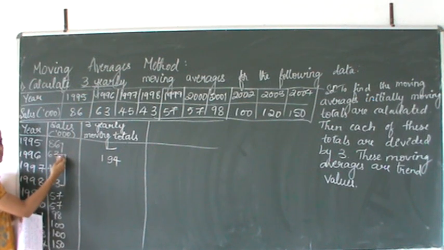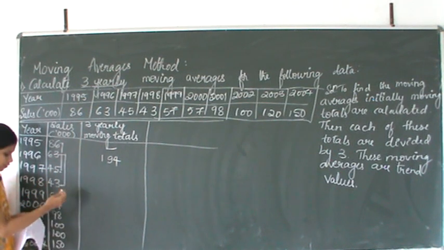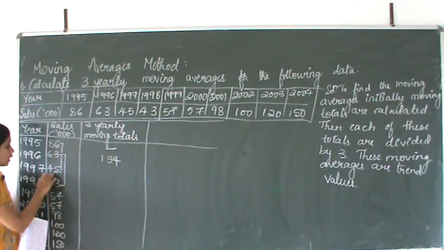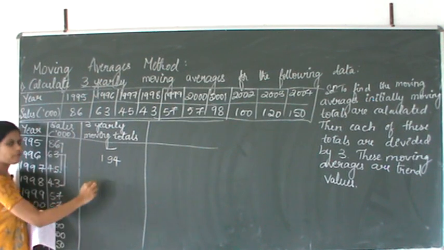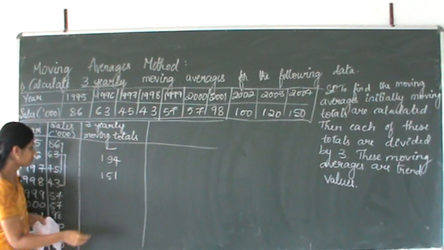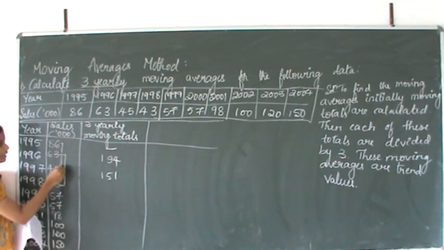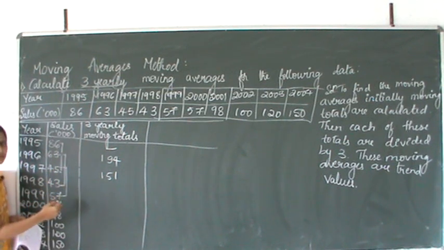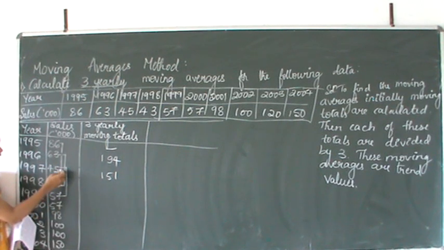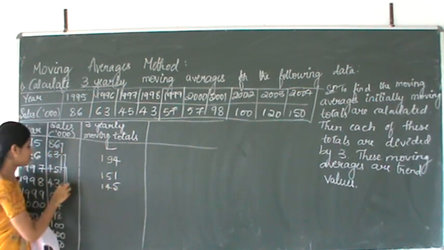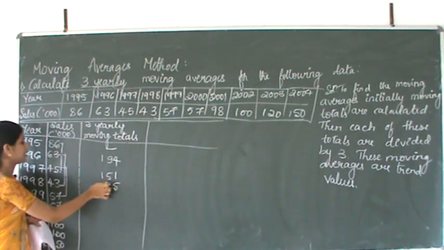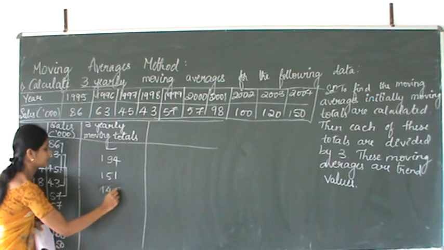Calculate the total: 63 plus 45 plus 43. It comes to 151. So you are going to write it at the center of this time span. The center is 1997, that is in front of 45. 151. Next, again you are going to leave the second year and, starting from the third year up to the fifth, third, fourth and fifth, add the values: 45 plus 43 plus 57. It comes to 145. Again it should be written at the center of this time span, 145.